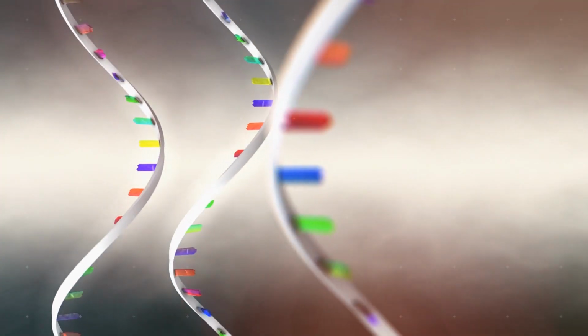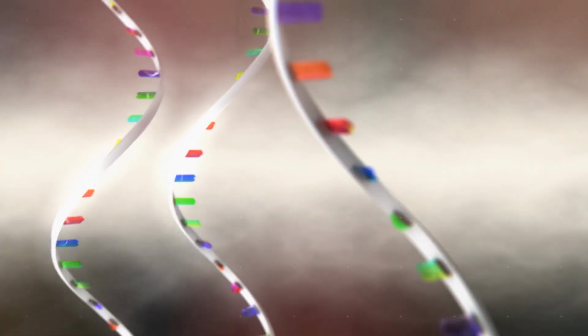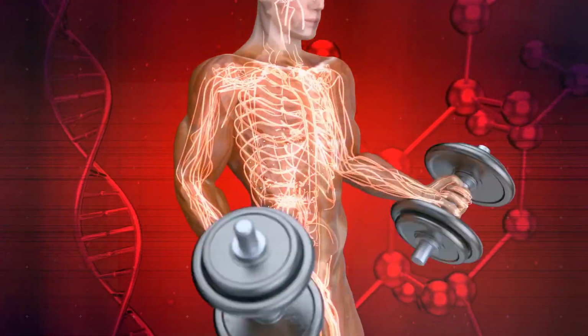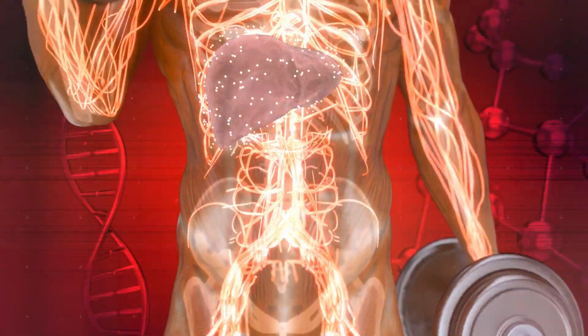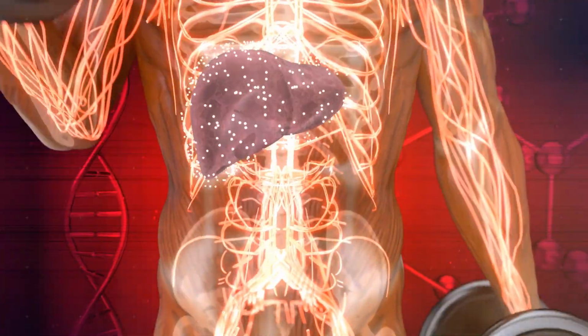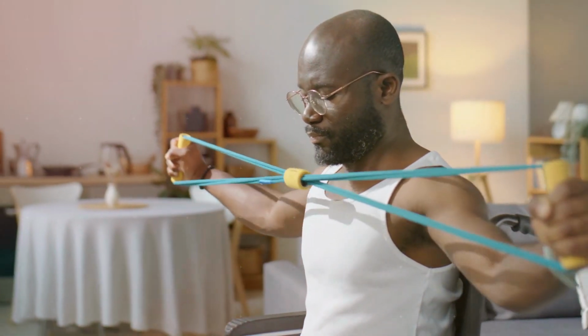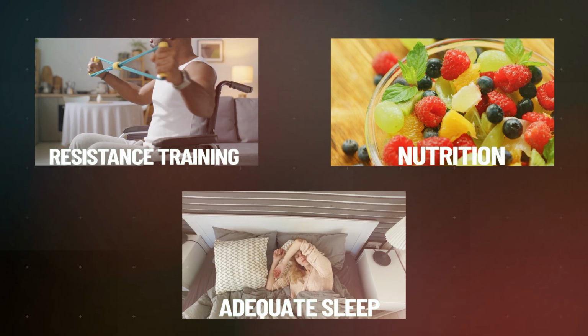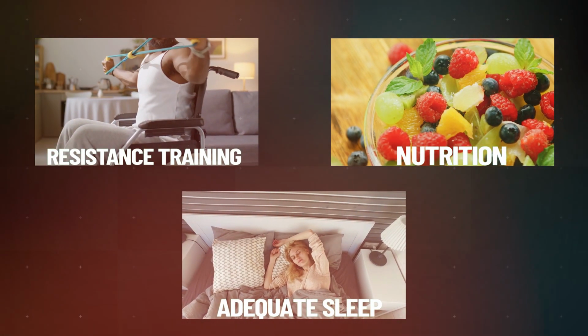Finally, hormonal signaling plays a crucial role in muscle hypertrophy. Hormones such as testosterone, IGF-1, and growth hormone stimulate muscle protein synthesis and contribute to muscle hypertrophy. Resistance training, nutrition, and adequate sleep are all factors that can influence hormone levels.